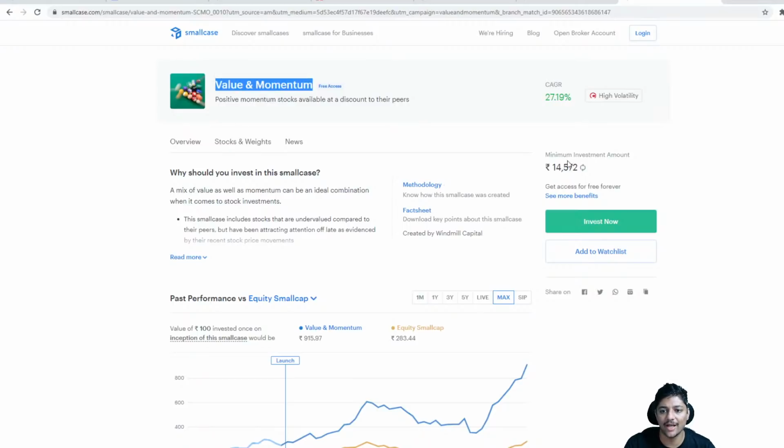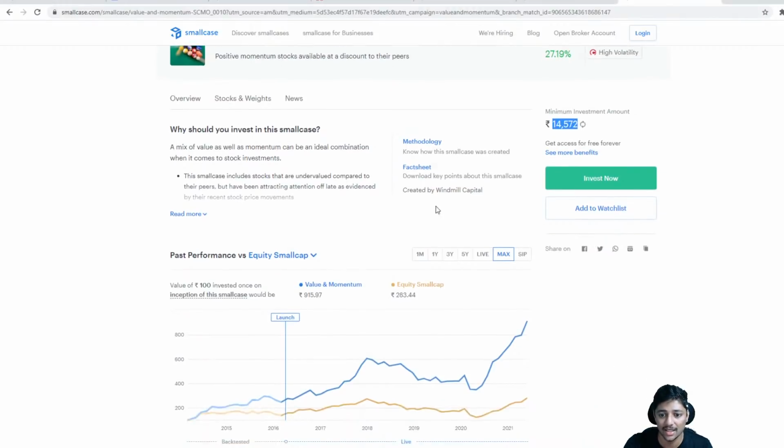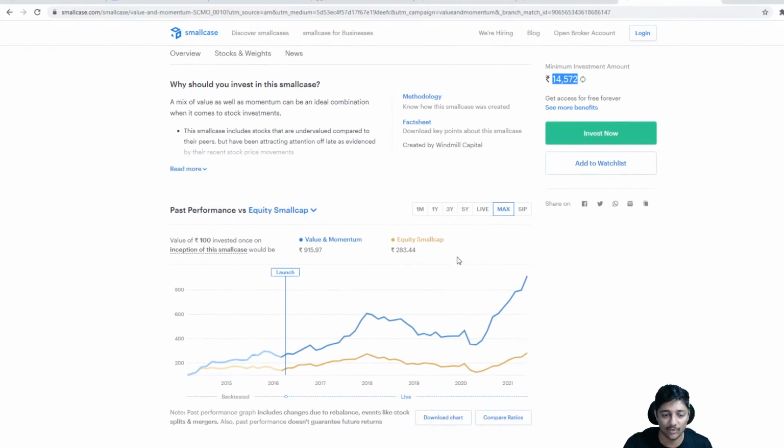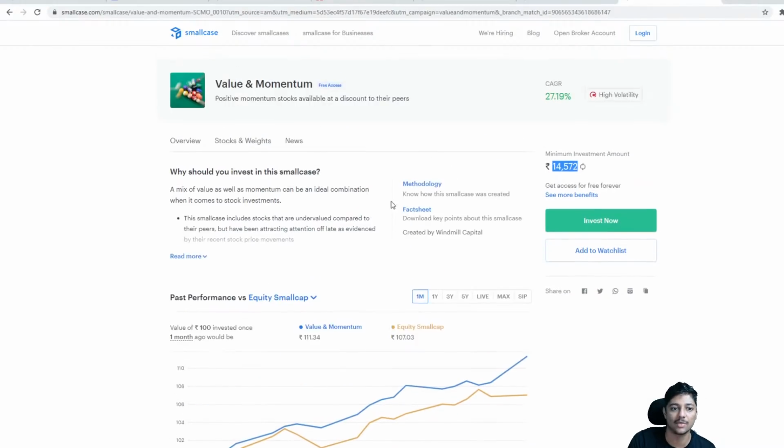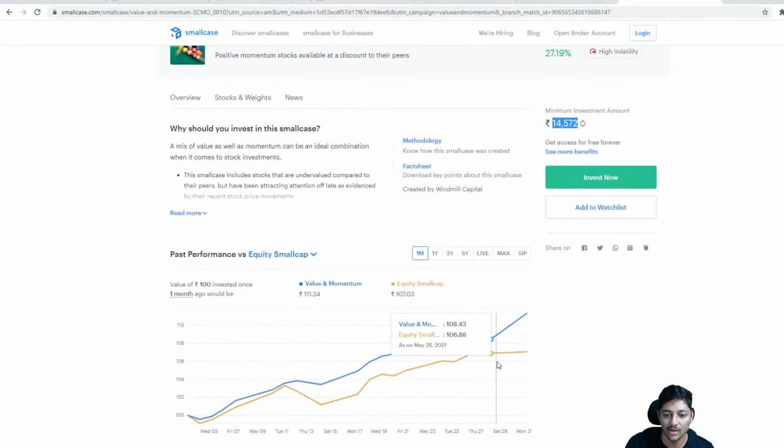Now, value and momentum is somewhere around 15,000. So for all the people who want slightly more, above 10,000 you need 15,000. This is where it comes. Again, I'm not looking at CAGR. I'm not looking at anything else. I will directly go to 1 month returns and check what percentage returns I'm getting in the last 1 month on value and momentum. So if you look at percentage returns, I am getting 11%.